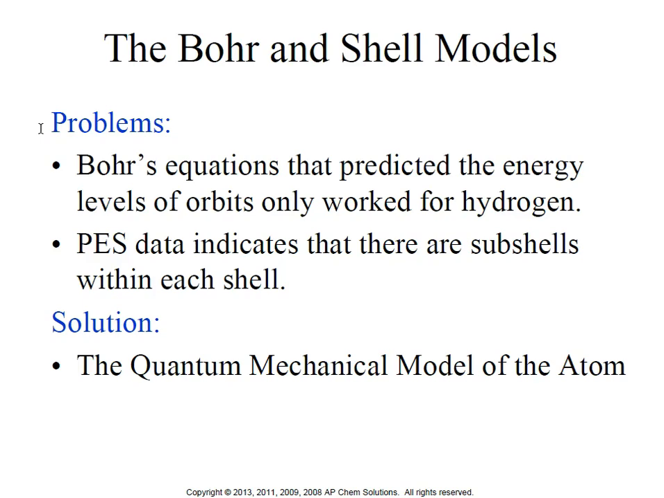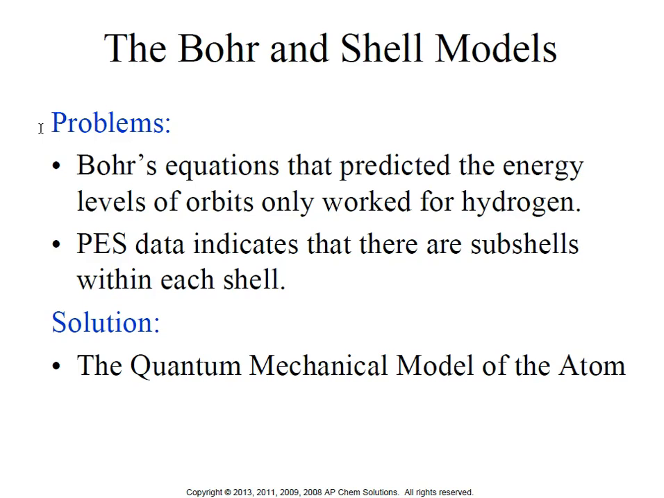So Bohr's equations predicting these energy levels really only worked for single electron atoms like hydrogen, and they worked okay for helium, but as we get beyond that, it really wasn't working out very well. And then we have our PES data suggesting that there are subshells. So how are we going to explain that? We do that through the quantum mechanical model. And this sounds complicated, but this is really just using orbitals like we learned in pre-AP.